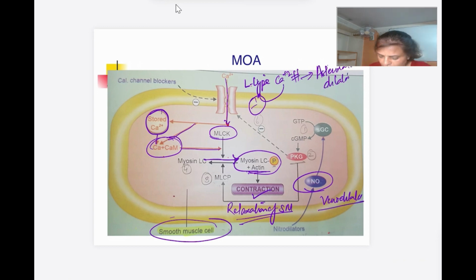Why nitrates are more venodilator, I have explained in that video. So this mainly acts on the artery. By acting on the arterioles, they are going to cause dilatation of the arterioles. Then what are they going to do? They are going to decrease the afterload. Okay?